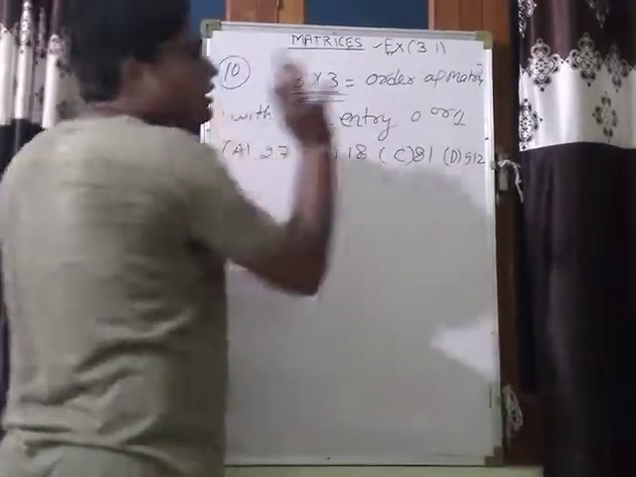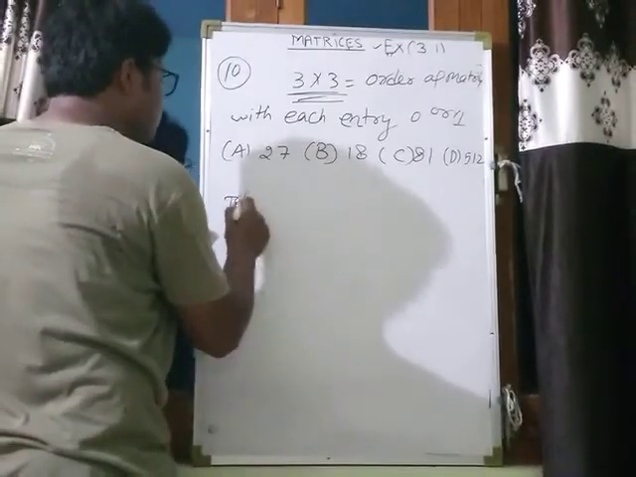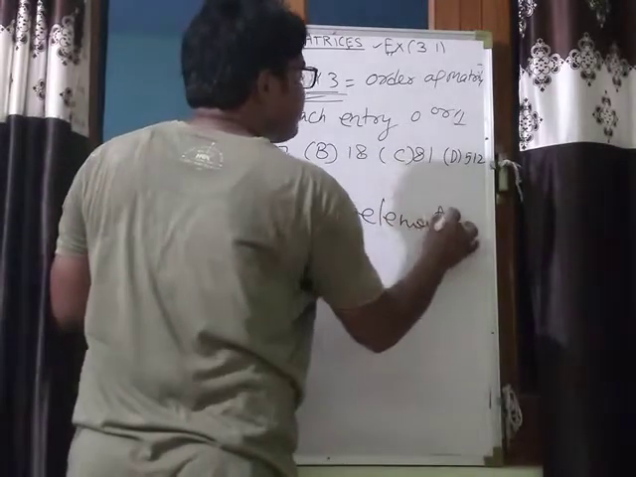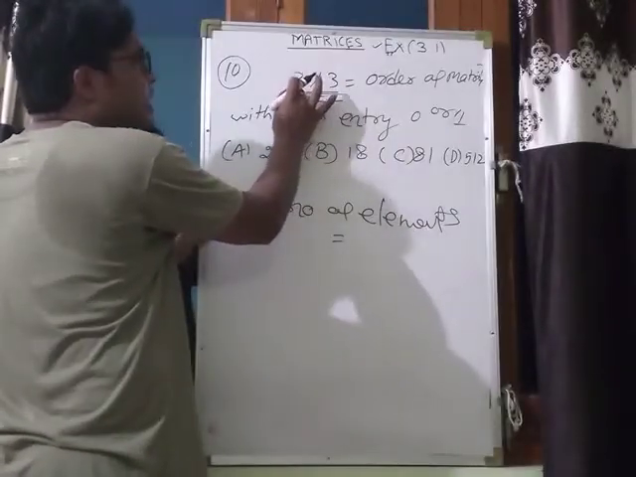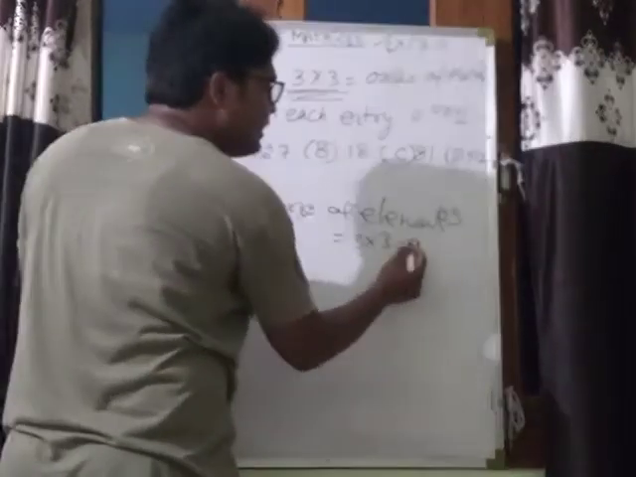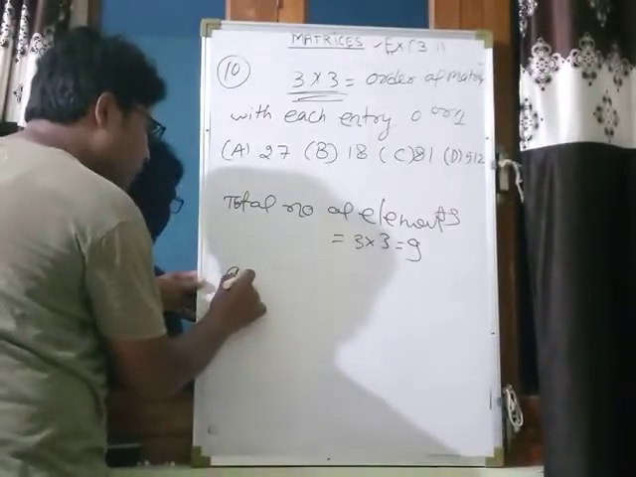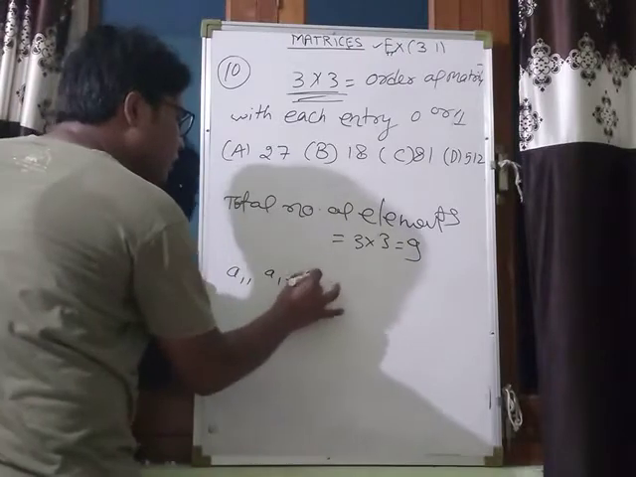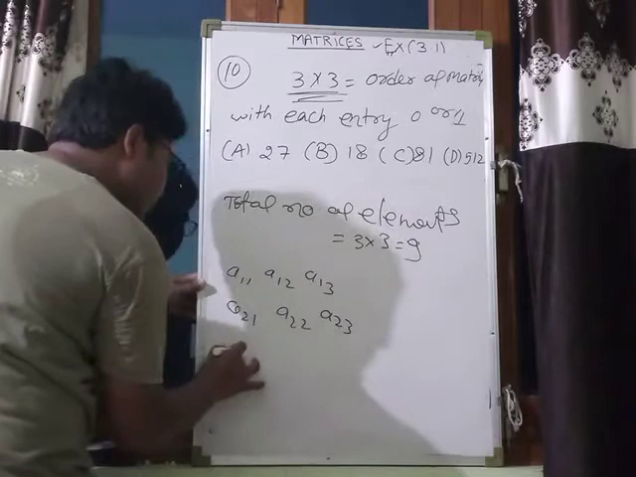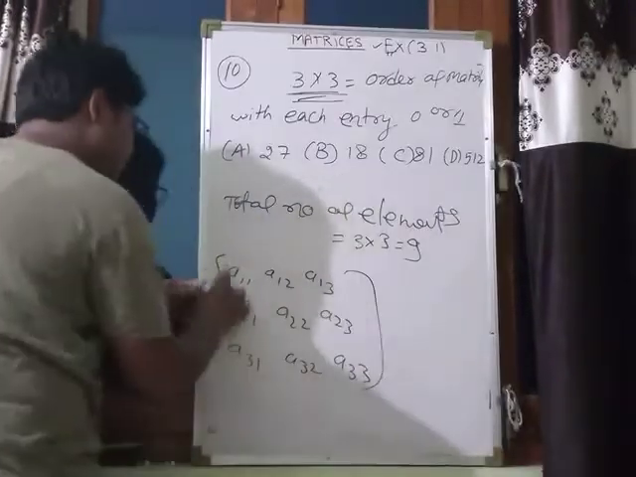See, it is a matrix of order 3 by 3. How many entries are there? Total number of elements will be number of rows into number of columns, 3 into 3, that is 9. How many entries are there? 9. Okay, it is 3 by 3. They are A11, A12, A13, A21, A22, A23, A31, A32, A33. That is the matrix.